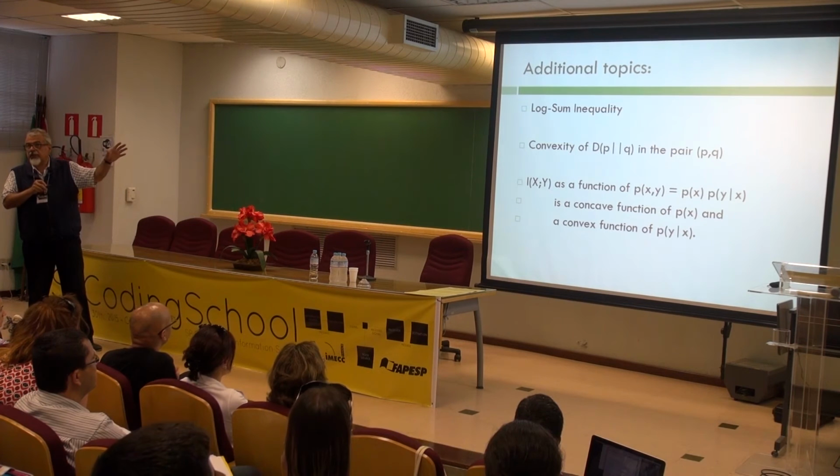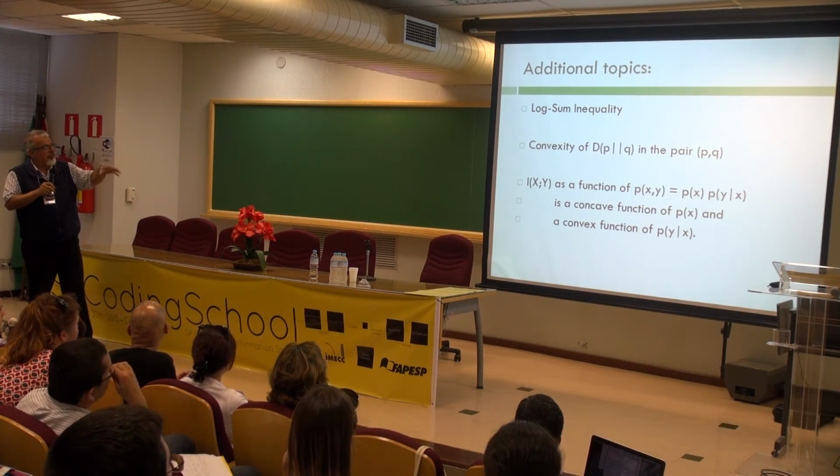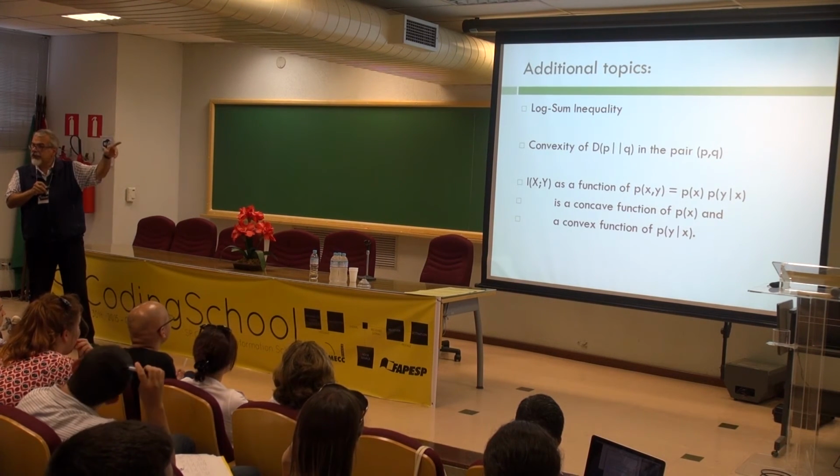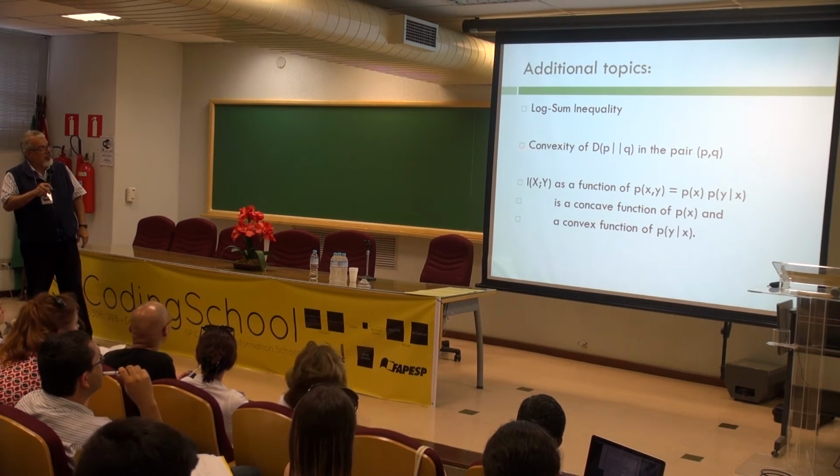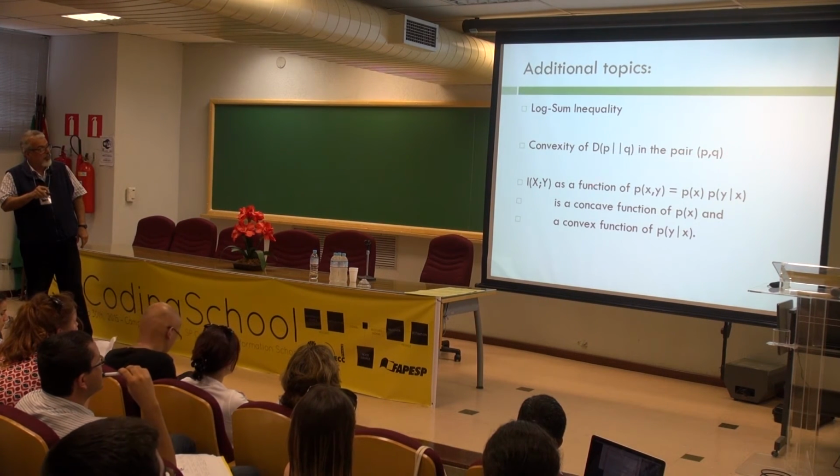There are some additional topics that I'm not going to go over because of time, but there's the log sum inequality that's very powerful, that can also help in showing the convexity of D(p||q) with respect to the pair (p, q). And this is something very interesting too.